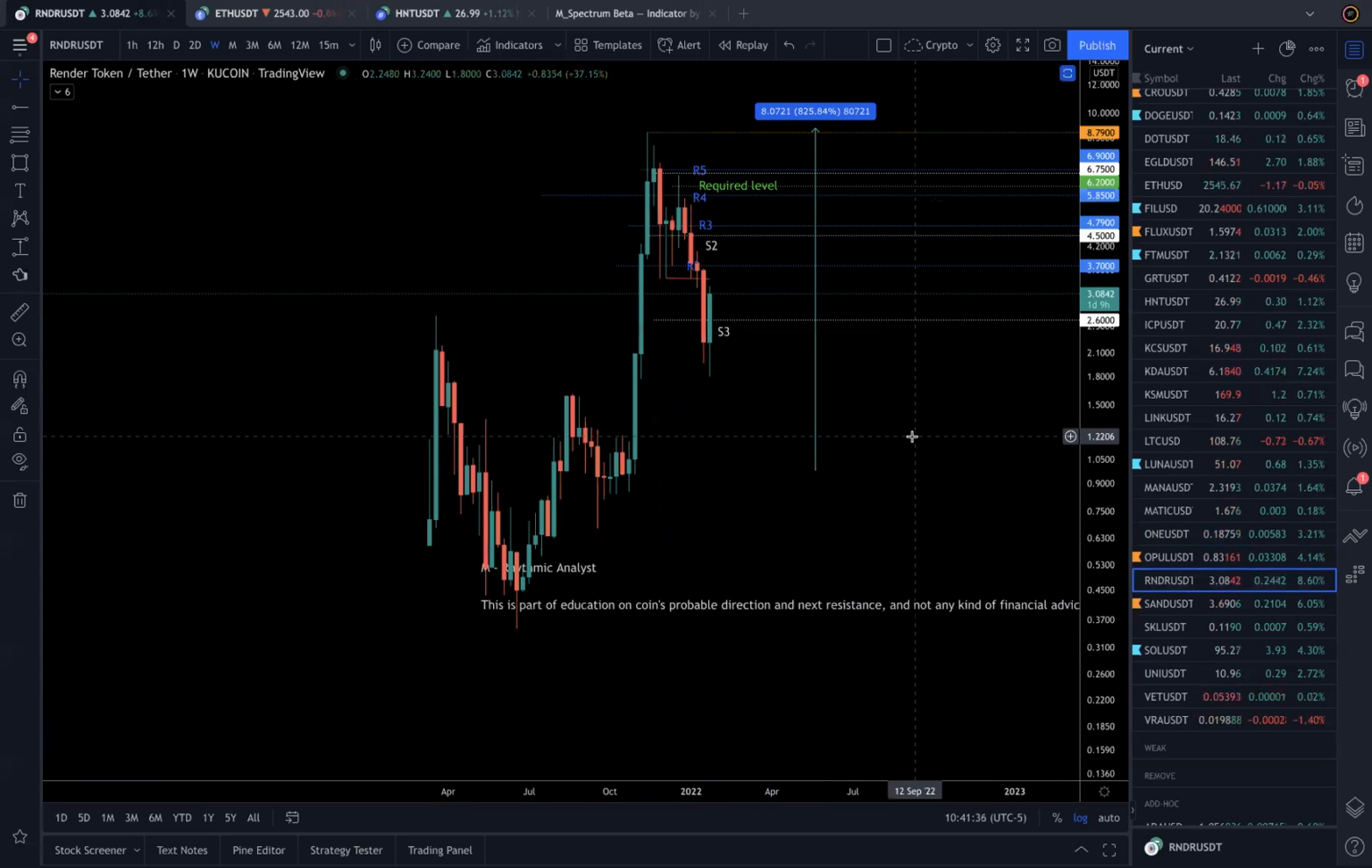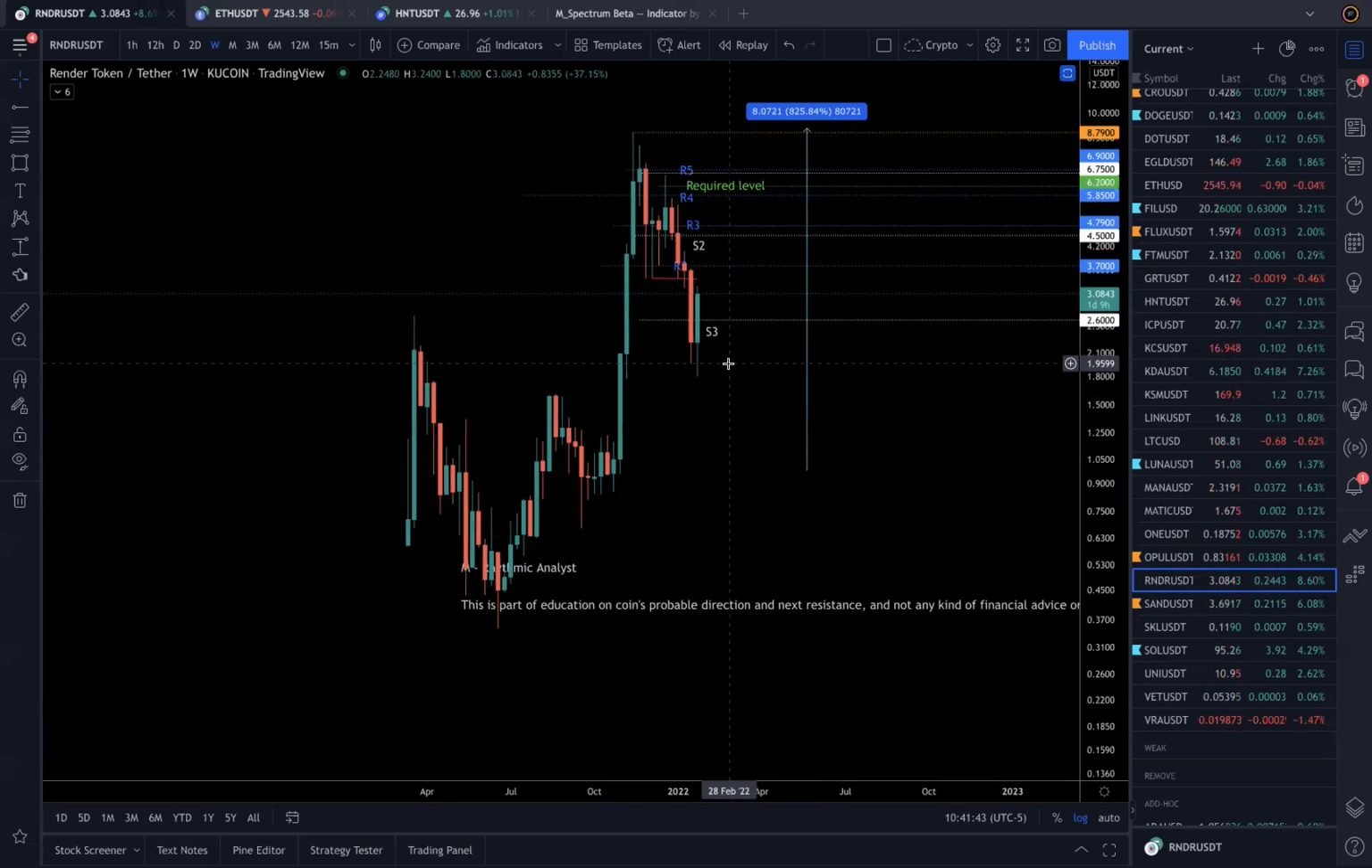Render coin went up by 800% since we called out, then retraced and retested this low. Now it's climbing up very quickly. It's recovering very quickly. So this is also good fundamentally. This is a distributed GPU.